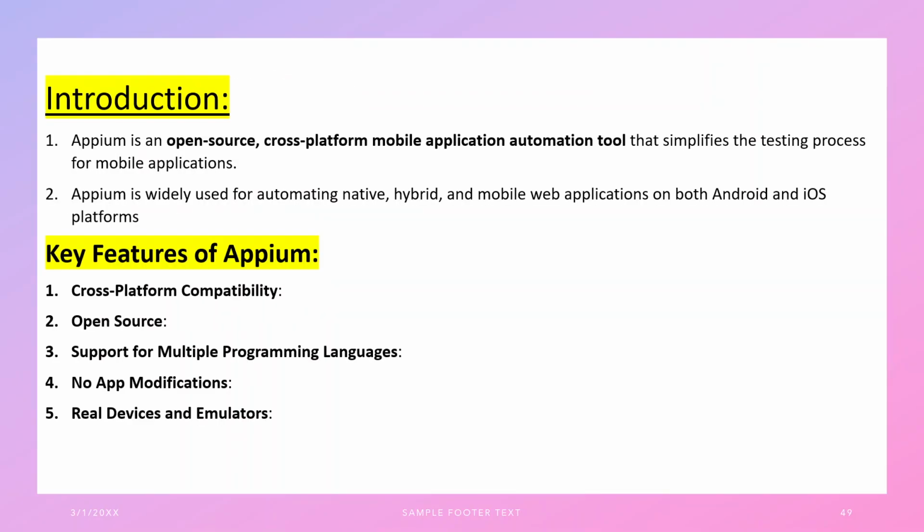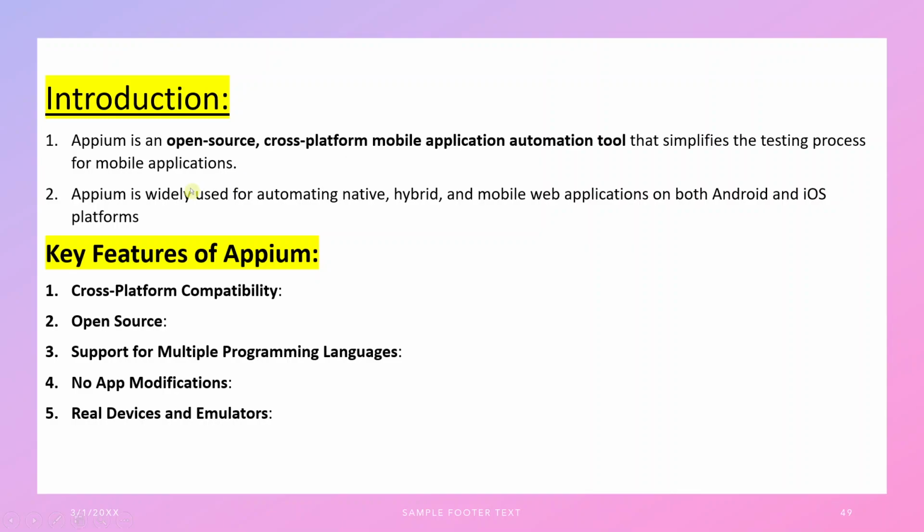APM is an open source, cross-platform mobile application automation tool that simplifies the testing process of mobile applications. Cross-platform means we can use APM for different platforms like iOS and Android, and it is completely open source.